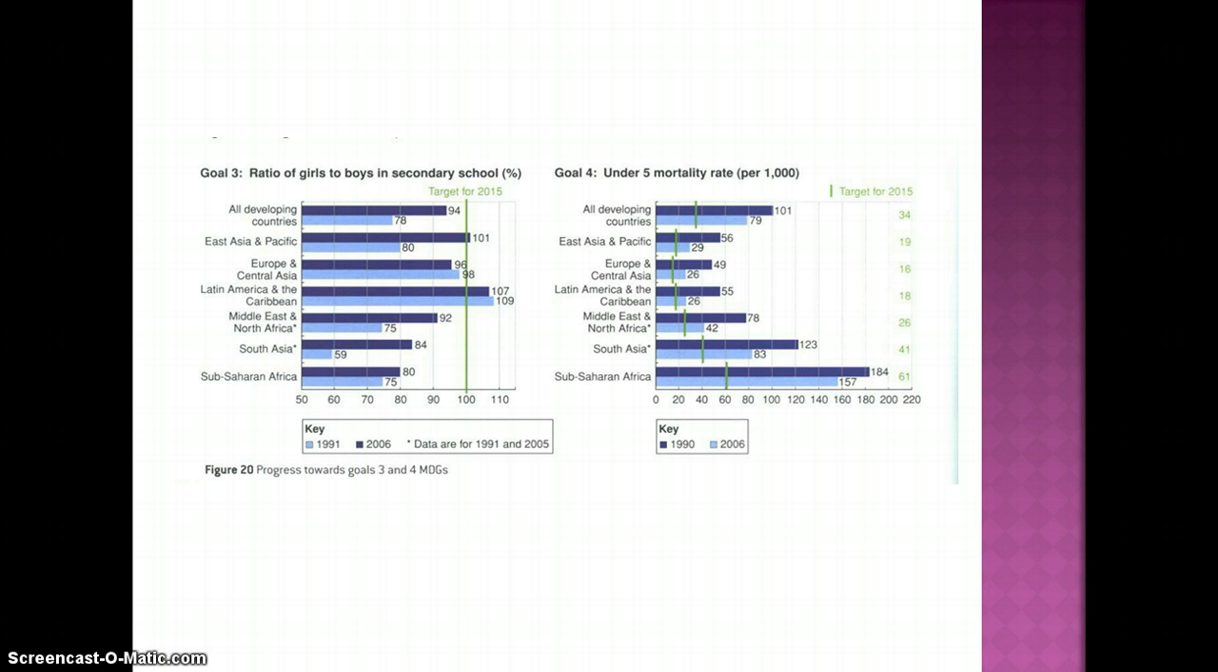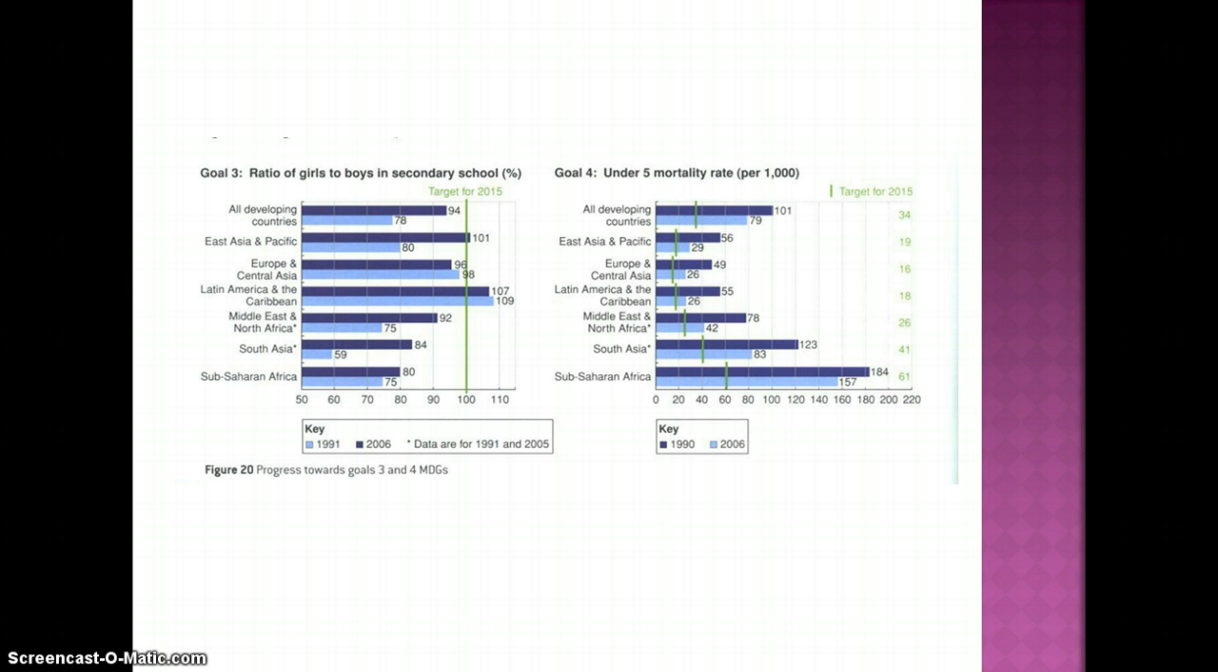The other thing you're going to notice here, folks, is that they have changed the colours in the key. You have to read the key carefully. In this key, the darker colour is the oldest year and the paler colour is the more recent. So, all developing countries have dropped from 101 per 1,000 to 79 per 1,000. Still quite a way off the target of approximately 38 per 1,000.